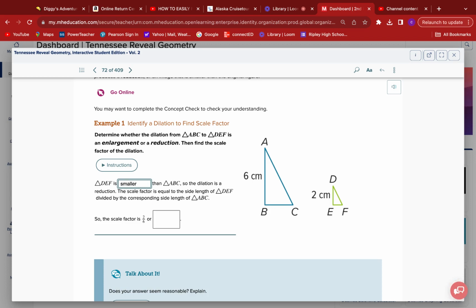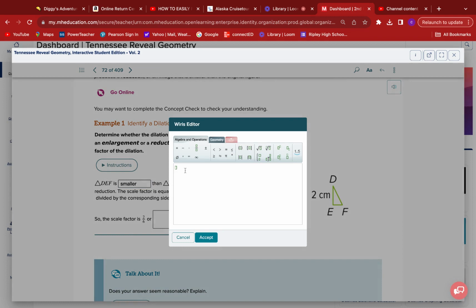The scale factor is equal to the side length of DEF divided by the corresponding side length of ABC. Remember, corresponding means in the same position as. So if we're looking at 6, then the one that's in the same position as is the 2. All right, so we got 2 divided by 6, and that's going to simplify to a 1/3. You always want to simplify to get your scale.